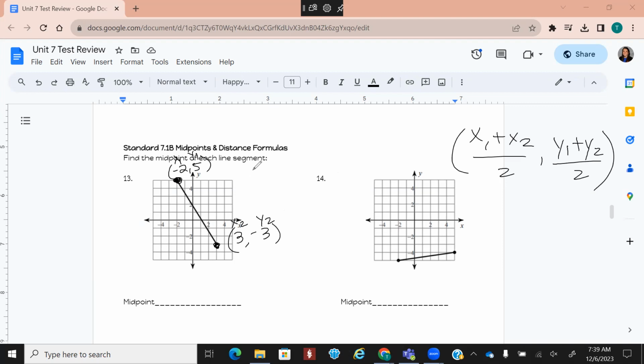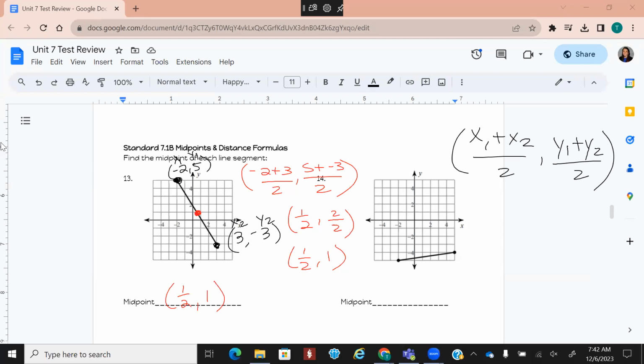When I plug in, I'm going to get -2 plus 3 divided by 2, and 5 plus -3 divided by 2. When I simplify, I get 1/2 and 2/2. So this is going to give me 1/2, 1. When I look at my graph and I plot that point, is that halfway between those two black dots? Yes.